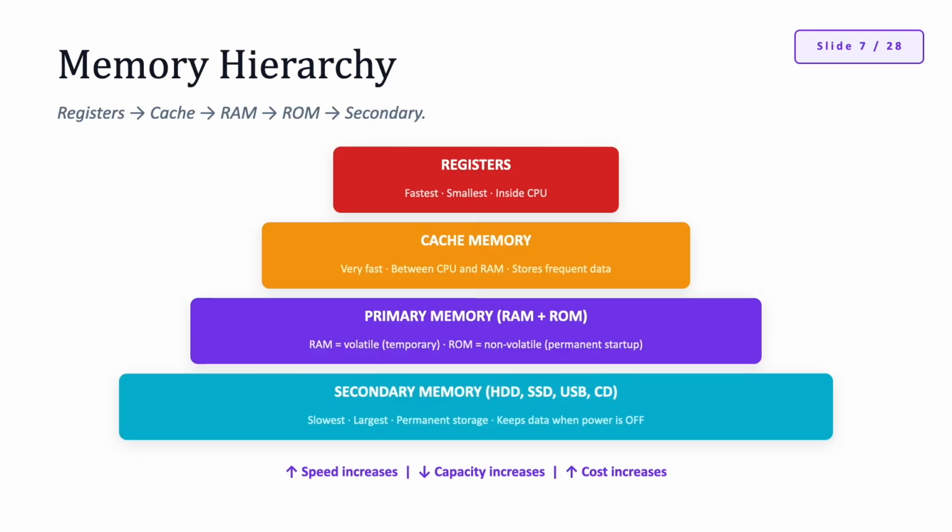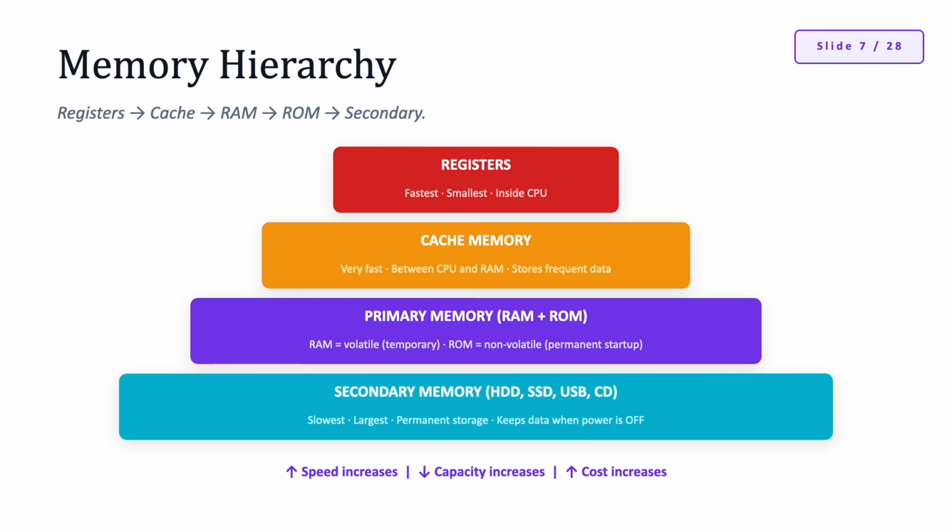Memory is where data and instructions are stored. There are three levels. Primary memory is directly accessible by the CPU. It has two types. RAM, random access memory, is temporary. It holds data while the computer is on. Turn it off, data is gone. That's why it is called volatile.